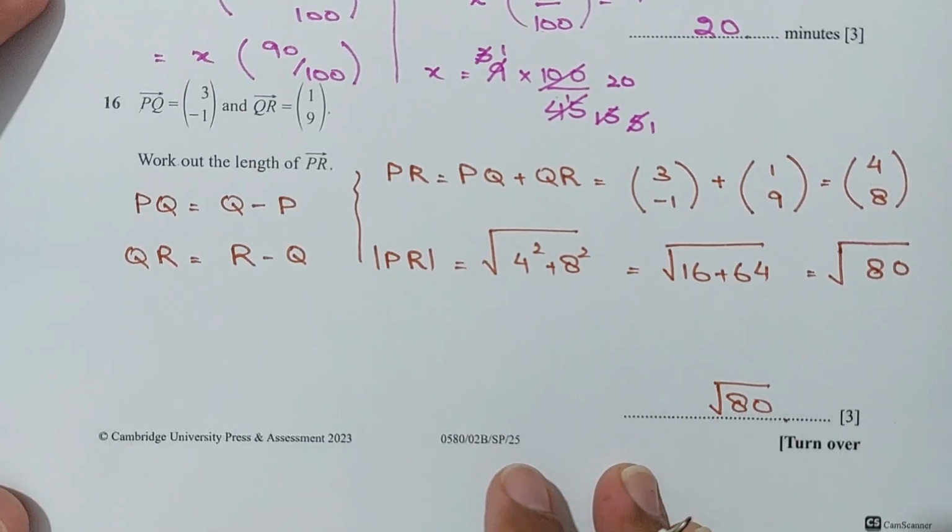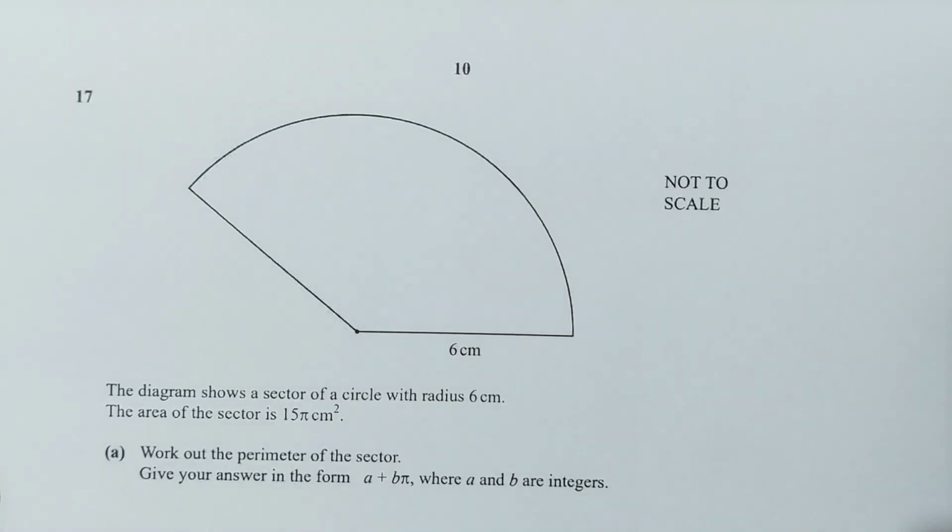That is the length of PR. Question number 17. The diagram shows a sector of a circle with the radius 6 centimeter. This is 6 and this length is also 6. The area of this sector is 15 pi centimeter square.